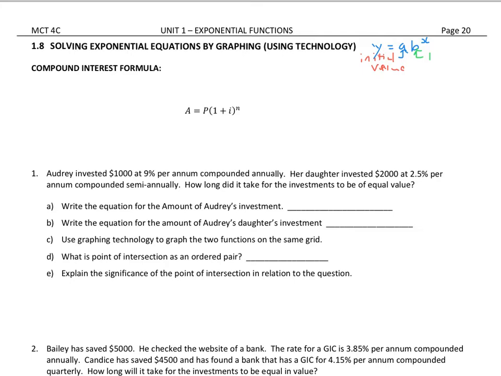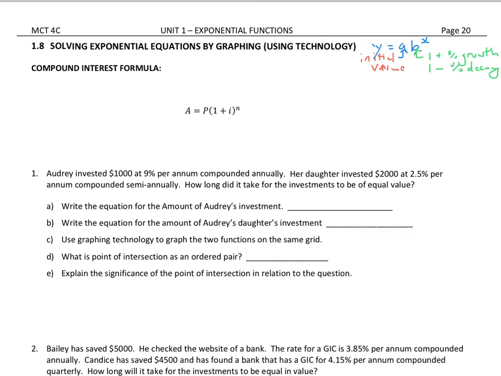So this is always your base. It's going to be 1 plus the percent growth, or it would be 1 minus the percent decay. So that you should already know from previous lessons. If not, you should get working on putting that into your brain.